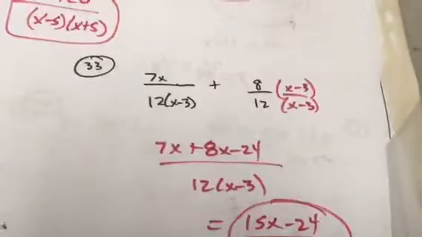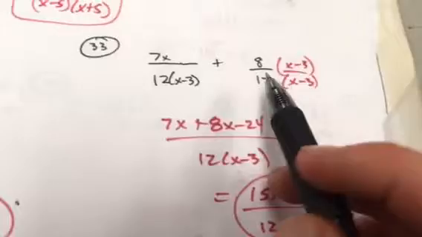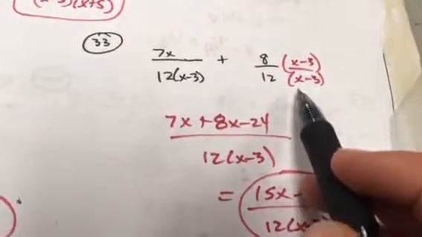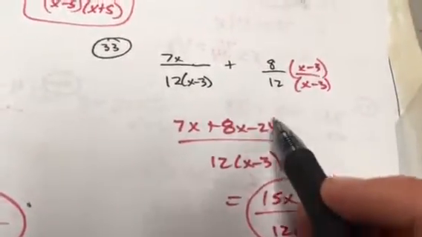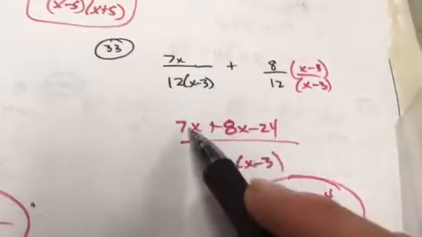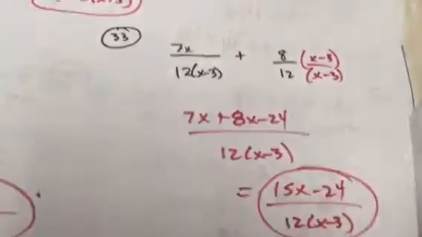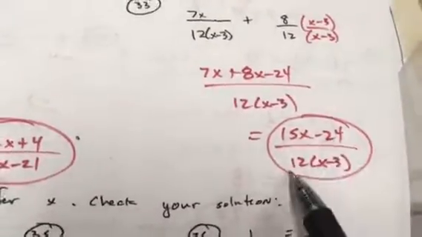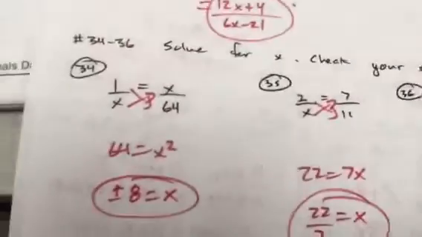And on 33, folks, on 33, give this an x minus 3 over x minus 3. Use distribution, because they both have 12s. 7x plus 8x is 15x minus 24 over 12x minus 3.